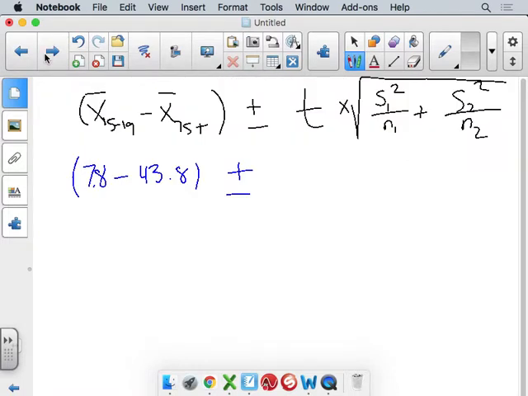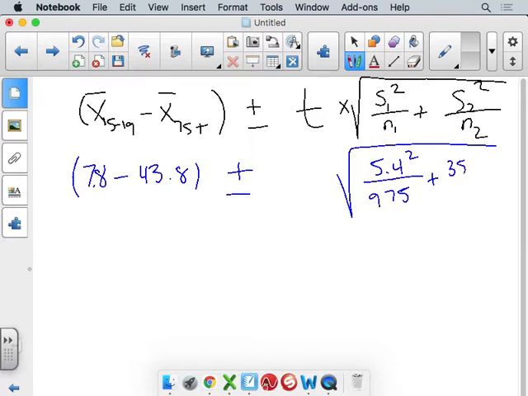Let me plug all that in. So I'll do that for over here too. So it was 5.4 over 975 plus 35.5 over 1050. Okay, so that's like our bones. Again, if you did 75-year-olds first because you want to work in a positive number, that's totally fine.